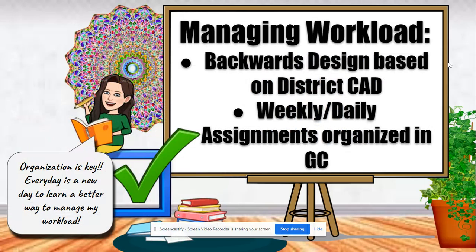Managing the workload, I like to base my class design on the district's CAD, which looks at backwards design: what we need to know, and how we should get there. I have weekly and daily assignments organized in Google Classroom by the date so that the students know exactly what they're supposed to do, when they're supposed to do it, and when it is to be turned in.